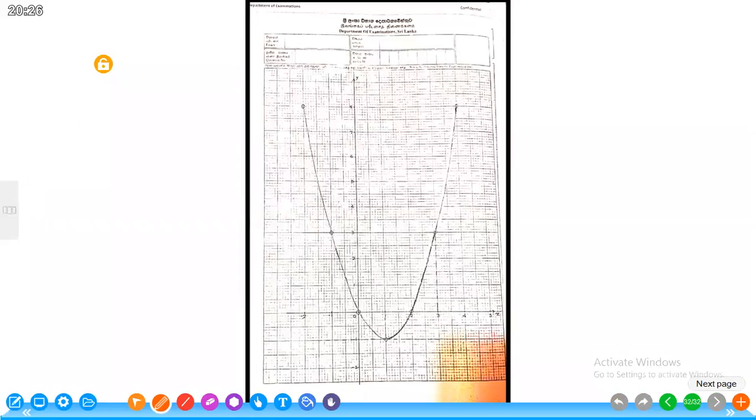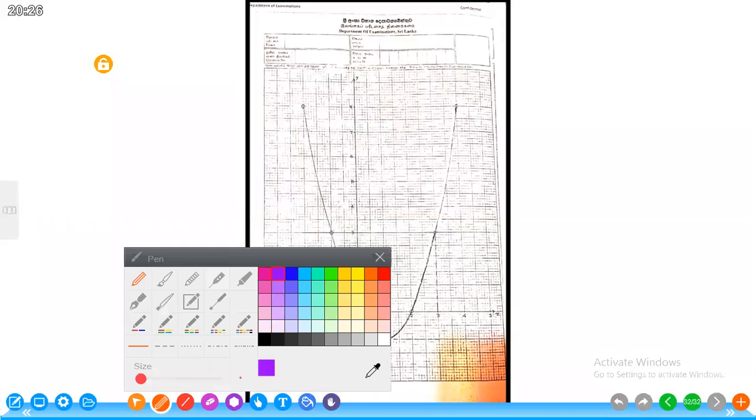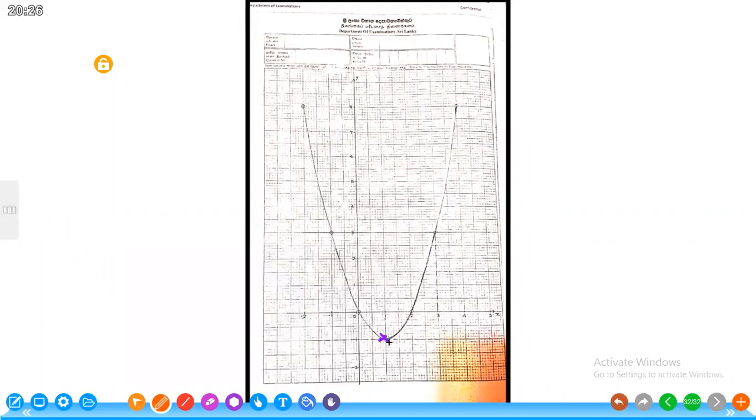And the second question, write the coordinates of the turning point. Here in this graph, the coordinates of the turning point is here. Right? Here the x coordinate is 1 and the y coordinate is negative 1. So the coordinates of the turning point are (1, -1).